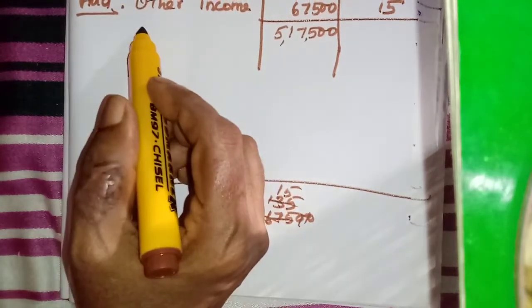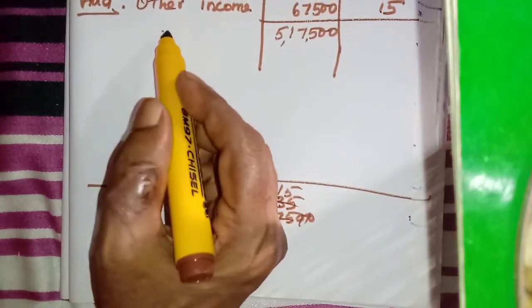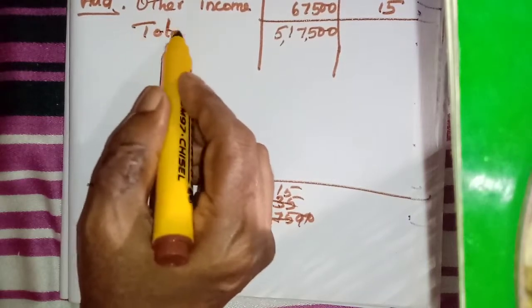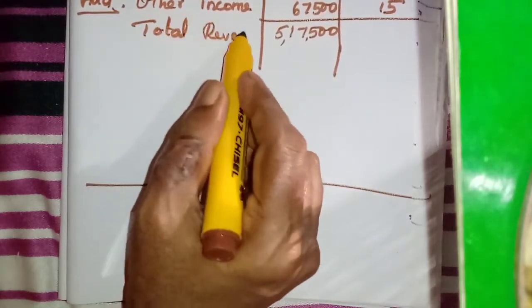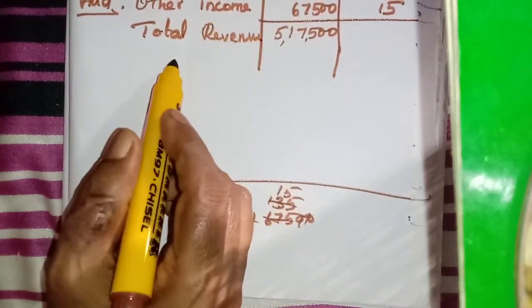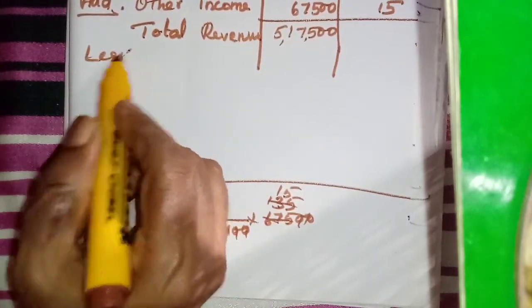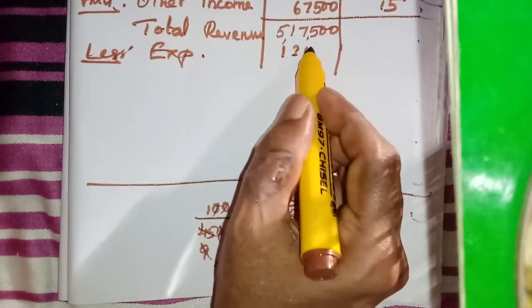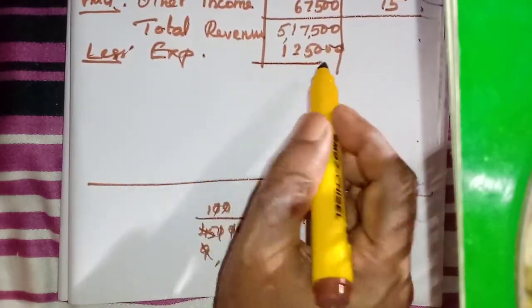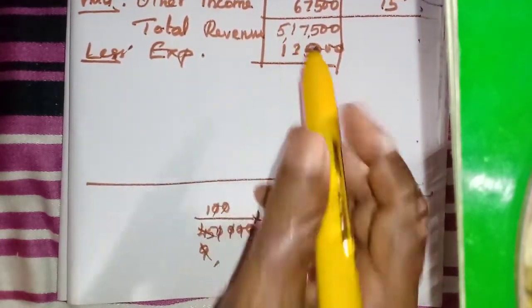Then after adding this one, what is this called? Total revenue, isn't it? Total revenue less expenses, 1,35,000. For this also we need to calculate.